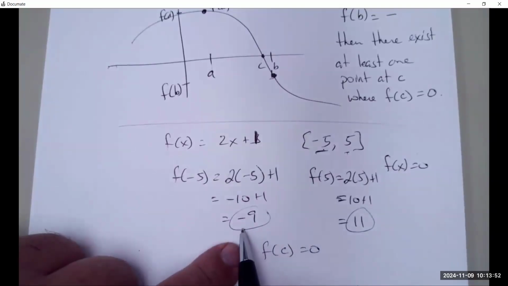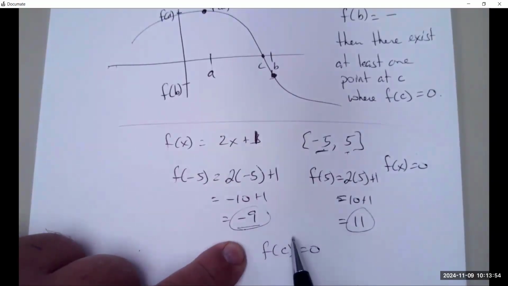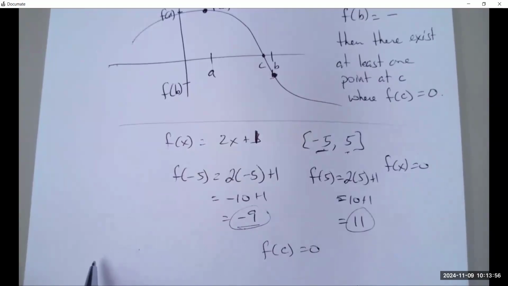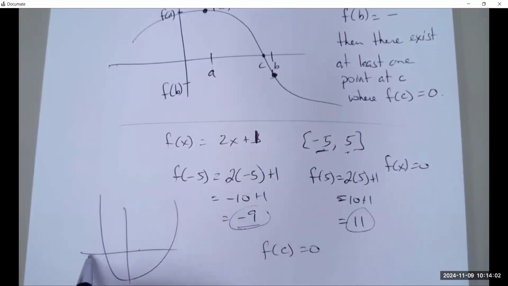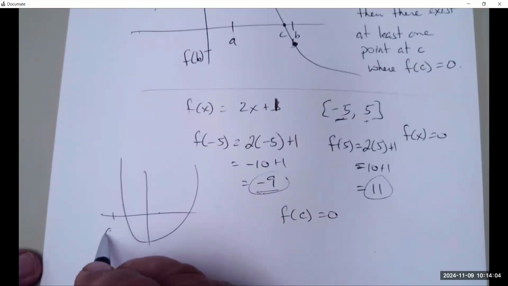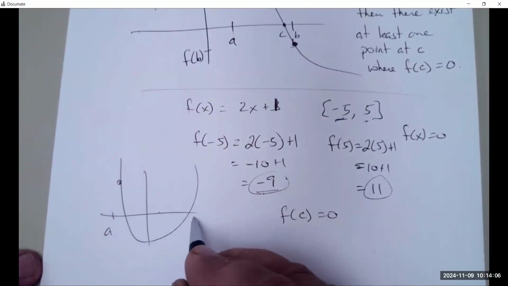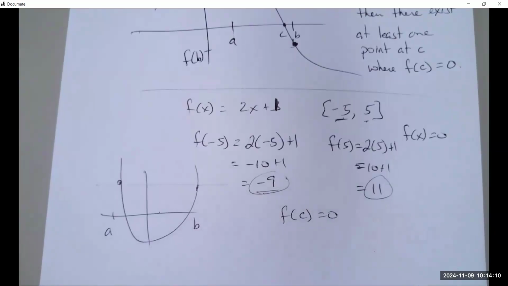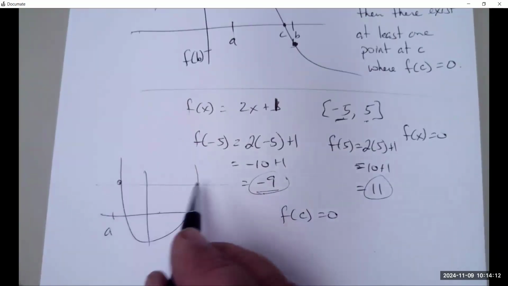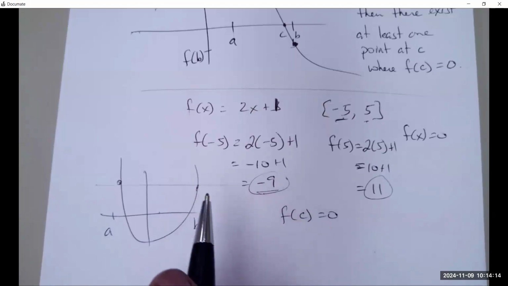Simply because they're different signs. Well, no, it can be otherwise, because what if it was a quadratic equation? What if A was here and B was also here, at the same y value? You can't tell me one way or the other. It doesn't mean it doesn't exist. It's just that we can't be sure of that.